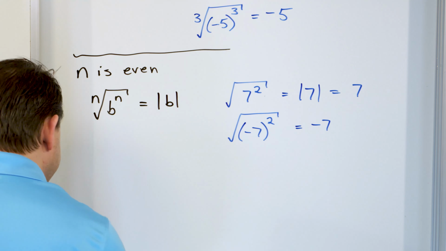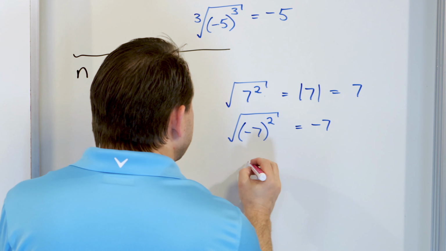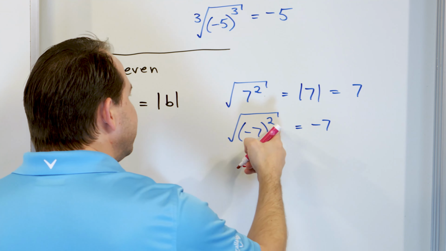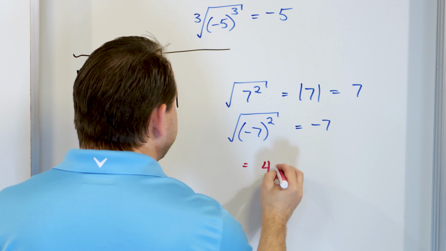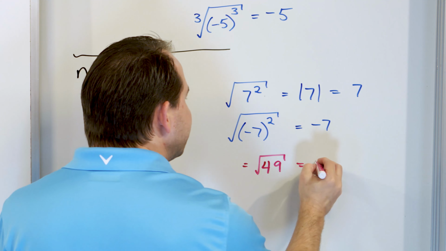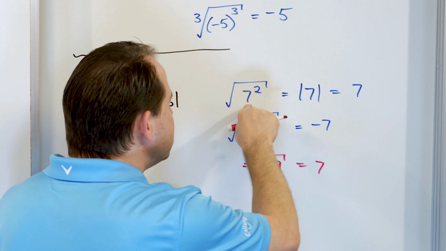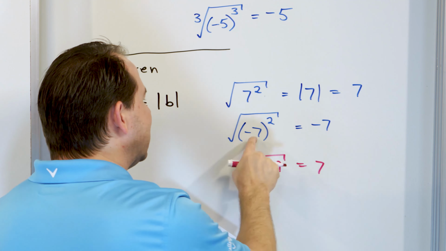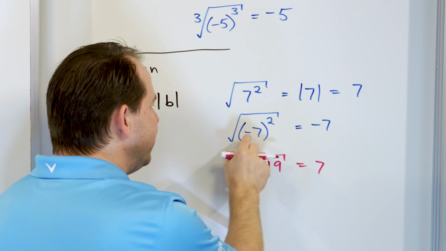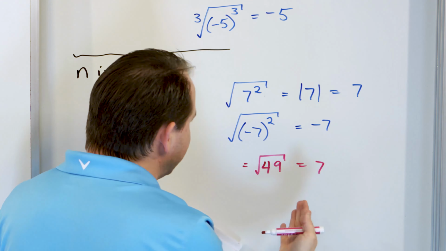Because if you actually do this problem in all of its glory, then negative 7 times itself is positive 49. You take the square root of positive 49, you get positive 7. So there's no way the answer to this is negative 7. Even though you think the square root's going to cancel with the square and leave you with this, it's not.